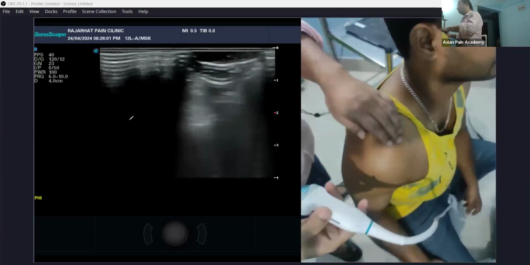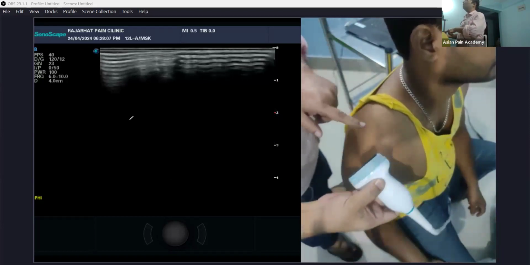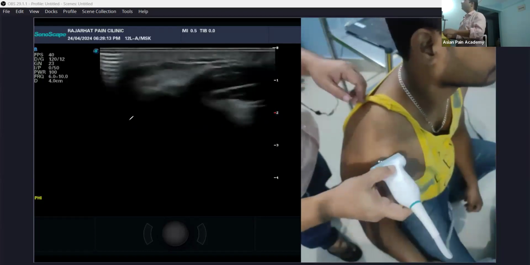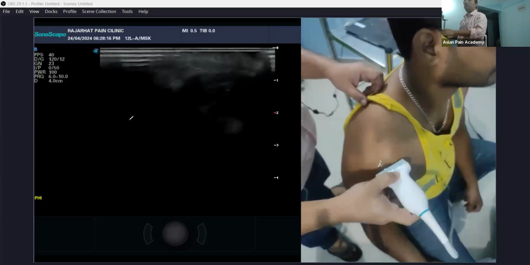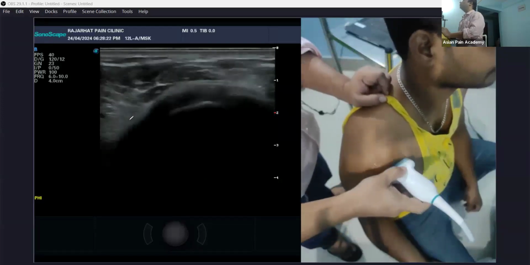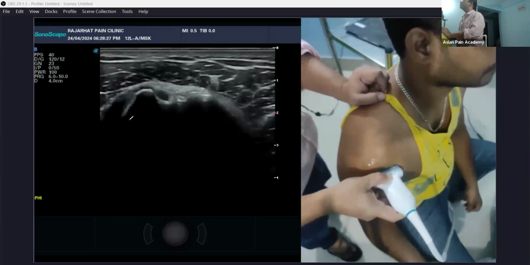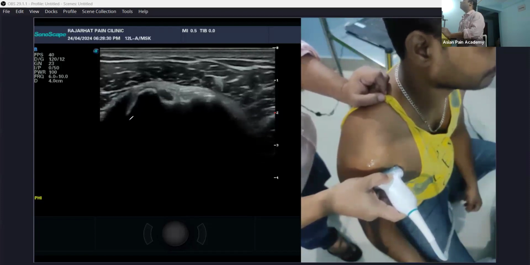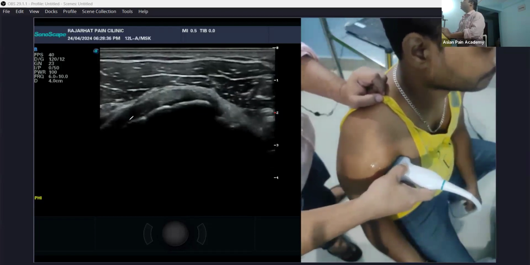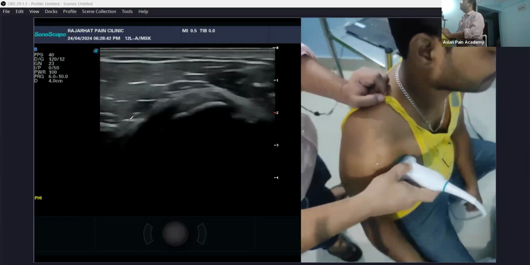So now let us start with the rotator cuff tendons. Why have we seen the biceps tendon in this way? Because we needed to identify which is the greater tuberosity and which is the lesser tuberosity. At the lesser tuberosity one muscle becomes tendon and joins. That is the subscapularis tendon. At the greater tuberosity also one muscle comes, the supraspinatus, that I will show you.